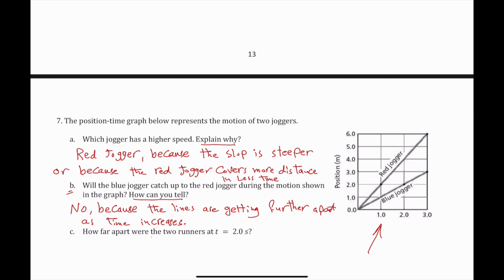How far apart were the two joggers at t equals 2 seconds? Here at 2 seconds we get the position of the blue jogger, and then at 2 seconds we get the position of the red jogger. So it's 4 minus 2, that means 2 meters. Thank you.